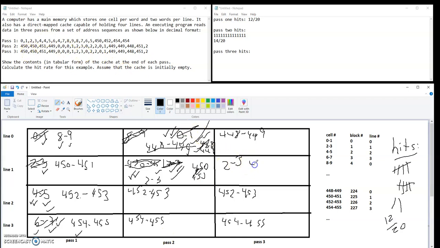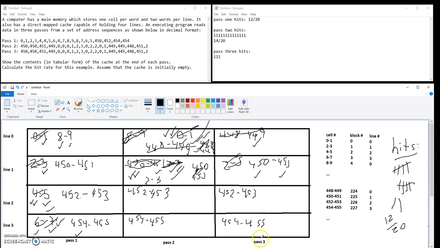It's a miss. But it's now in here. It brings in 451 as well. 2 and 3 is not in here. 450 again. That's a hit. 451. Hit. 449. Hit. 0. Oh boy.